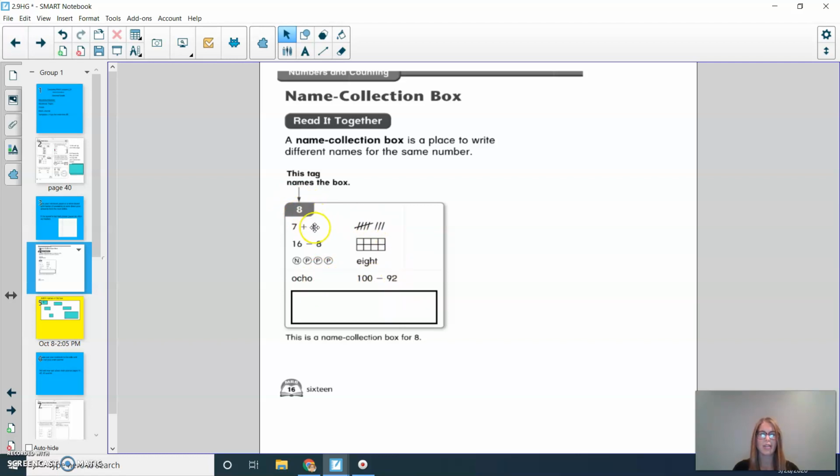I can show it with number models, either adding or subtracting. I can show it with coins. I can show it with ocho, which is 8 in Spanish. I can show it in tallies. I can make an array. So a lot of different ways that I can show it.